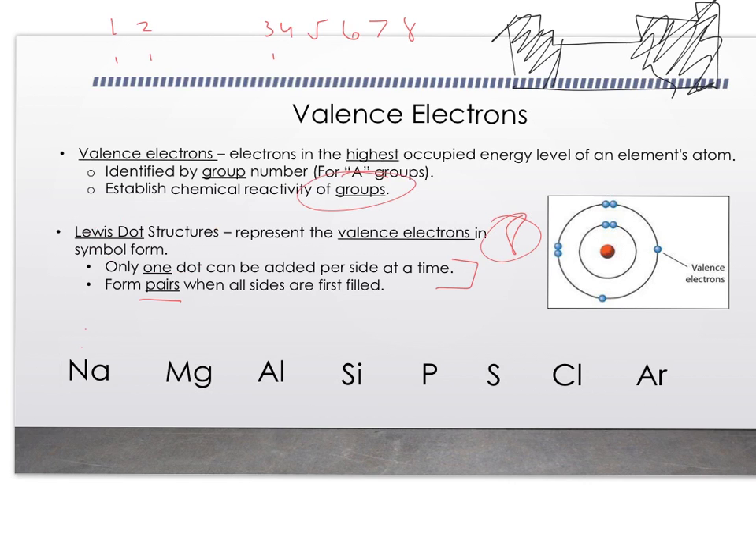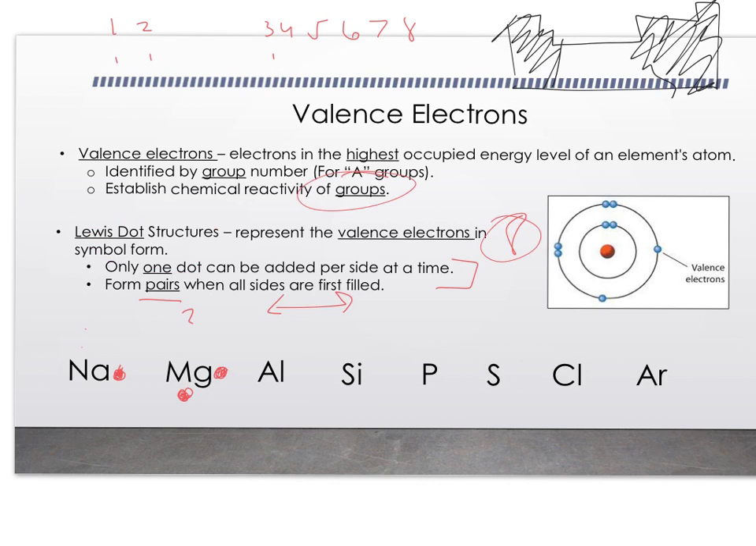So if we look at period number 3, just to review, periods go left to right. So in period 3, we have sodium all the way through argon. Sodium is in group number 1, so it's going to have 1 valence electron. That's one dot. Magnesium is in group number 2, so it's going to have 2 valence electrons. And again, we're following the rule where we can only add in 1 electron at a time.